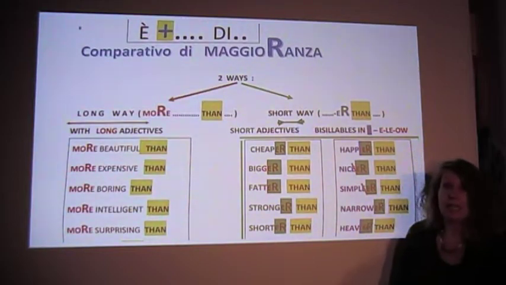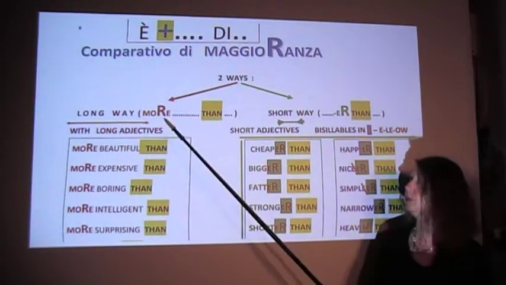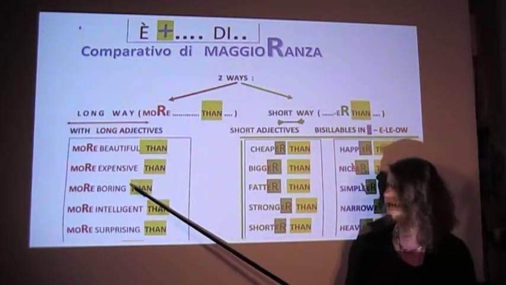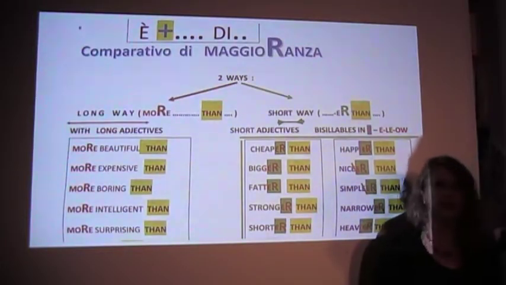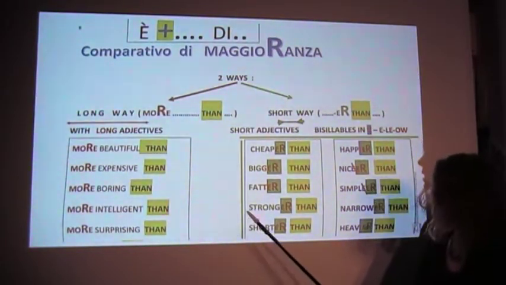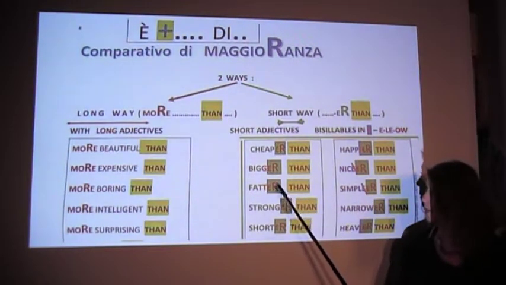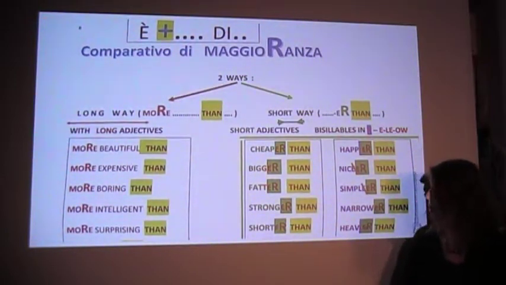Comparativo di maggioranza in italiano è più di. So, as I've already told you, we have two forms, the long form with long adjectives, as you can see here. Beautiful, expensive, boring, intelligent, surprising, or tired. A short form with cheaper, bigger, fatter, stronger, and shorter.